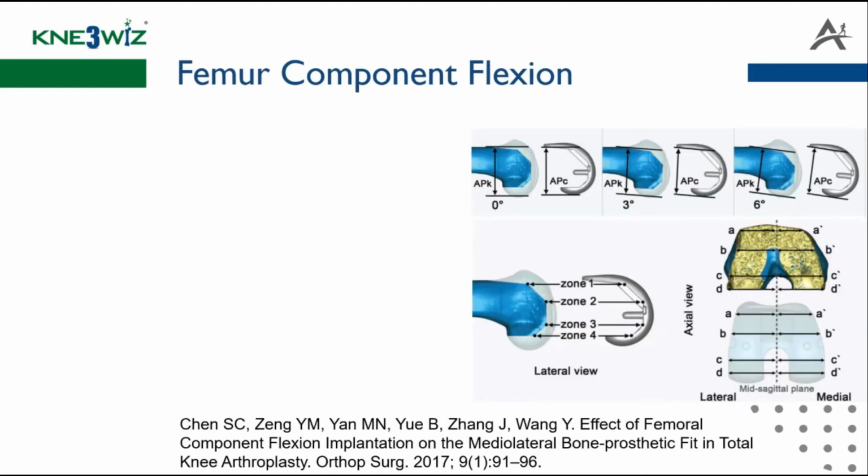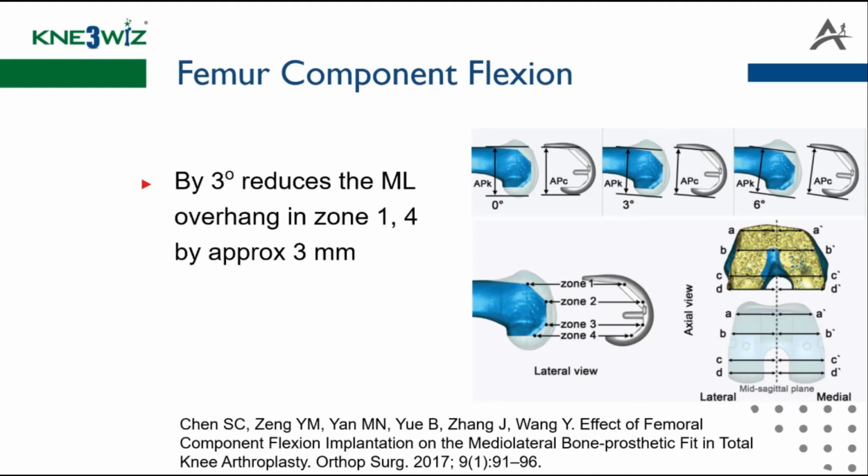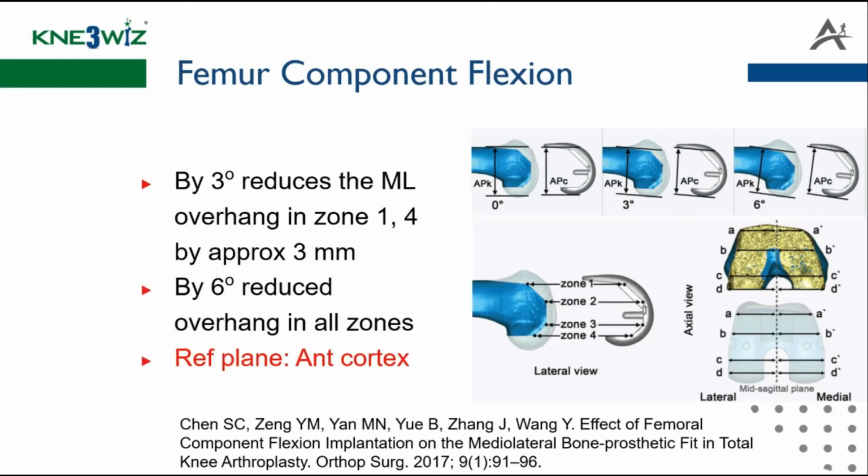Femoral component flexion has a beneficial effect on decreasing overhang of the component. By flexing the femoral component by 3 degrees, the medial lateral overhang in zones 1 and 4 is reduced by approximately 3 millimeters. By flexing to 6 degrees, overhang is reduced in all 4 zones. Once again, for this work, the reference axis was the anatomic axis of the distal femur. Thus, it was an even further flexion from the mechanical axis.